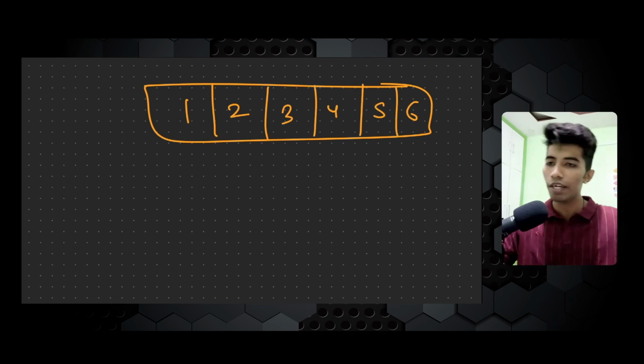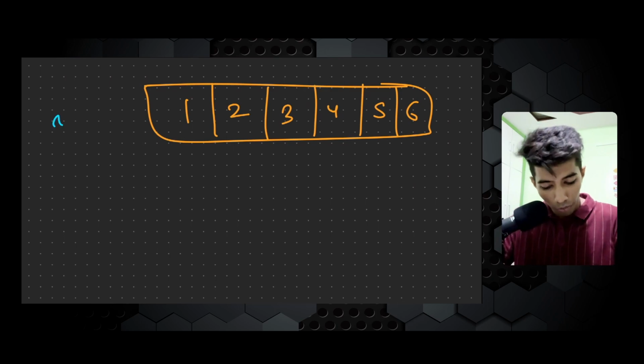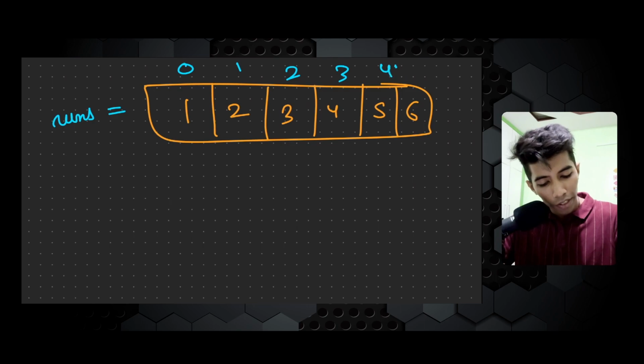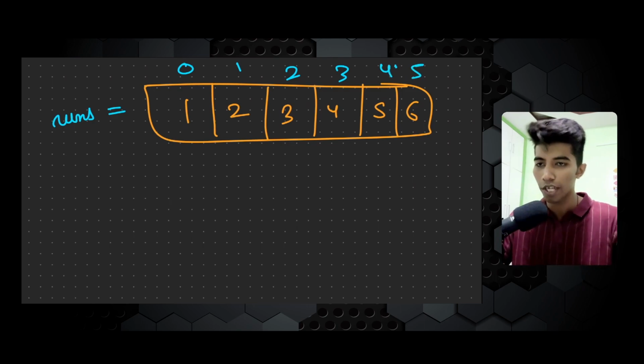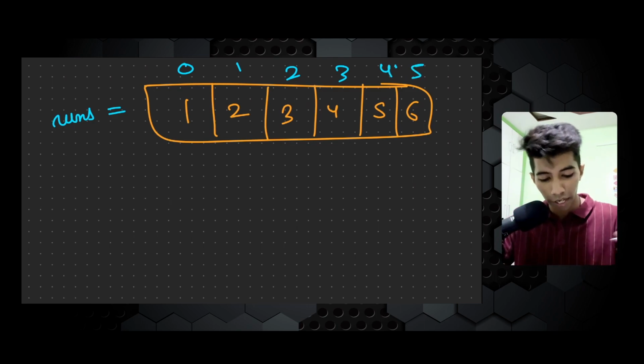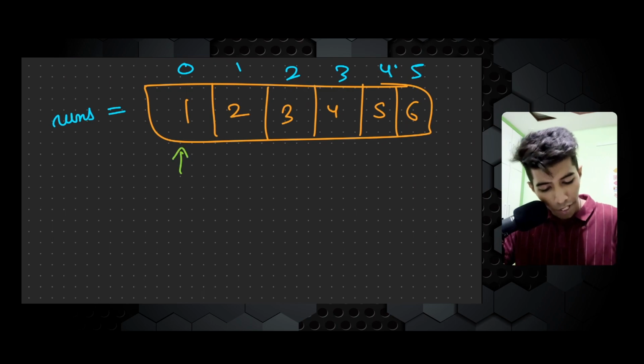Let me create this array again, hardly matters. So this is the nums array of mine, and these are the indexes. Why am I writing the index? So that you can understand the traversal of this array. That's why I am writing the index again and again. So let's see how we will solve this question. I will create one pointer. Let's suppose this is an I pointer.